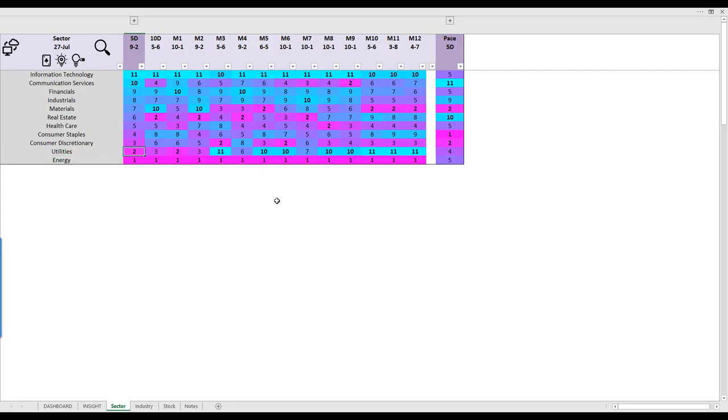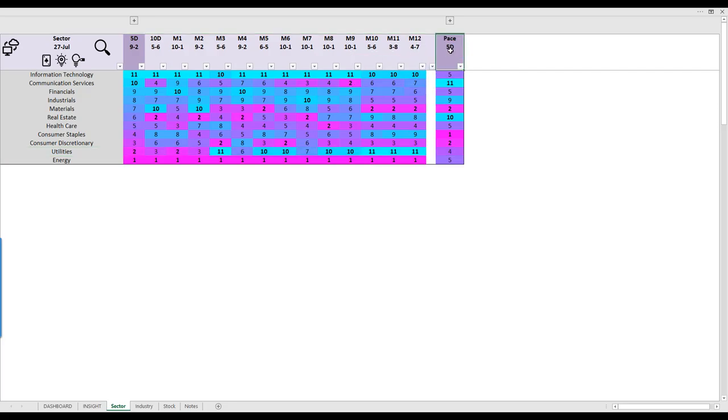Instead, I might look at utilities. It was stronger earlier, shown by the cyan score in earlier periods, and now it is one of the weakest sectors. You may look for shorting opportunities in utilities.